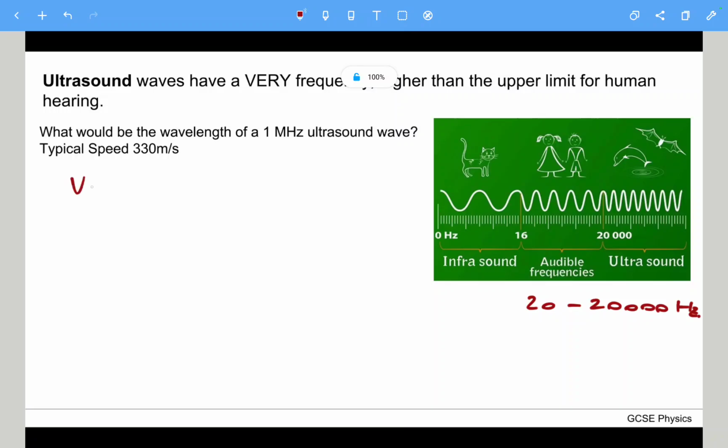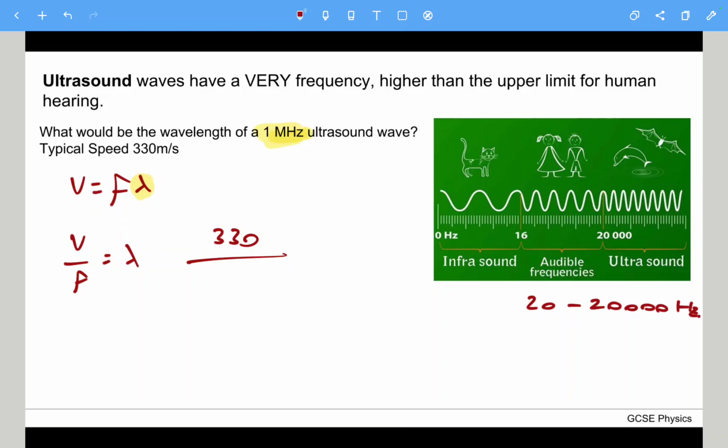Wave speed equation, v equals f lambda. Wave speed is frequency times wavelength, and we need to rearrange to make wavelength the subject, so we need to get rid of the times f. To do that, we divide by f on the other side. So wavelength is 330 divided by the frequency, 1 megahertz.